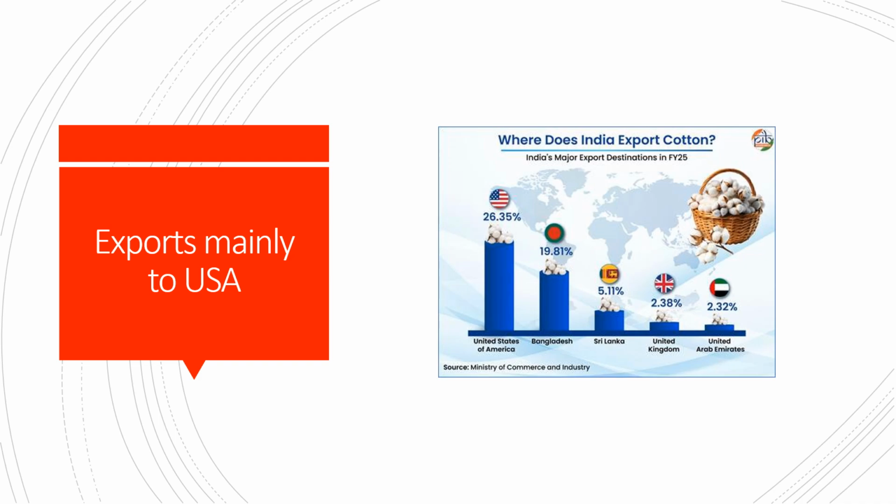So if you look at the exports, India mainly exports cotton to USA, which is about 26.35%. These are recent statistics from Ministry of Commerce and Industry. CCI works under Ministry of Textiles.